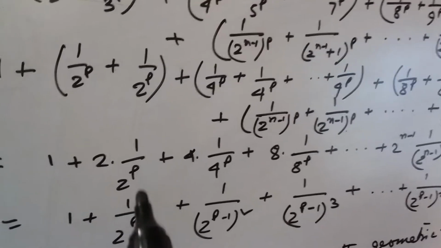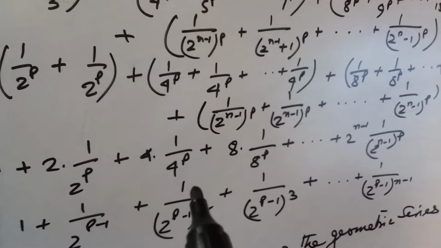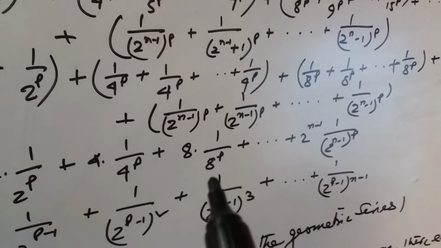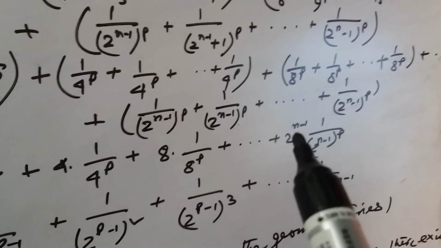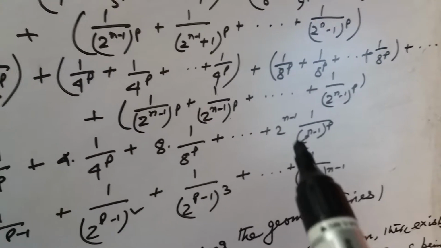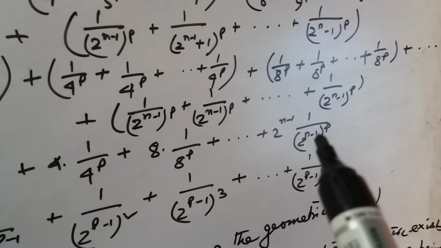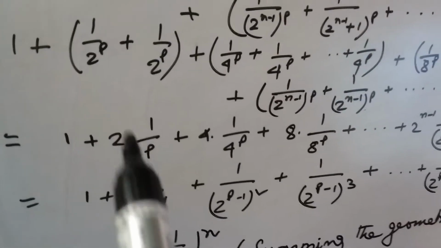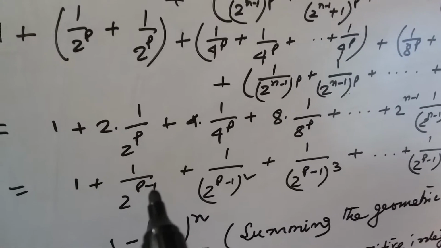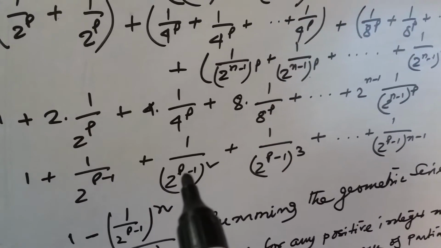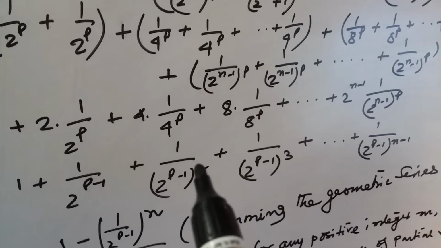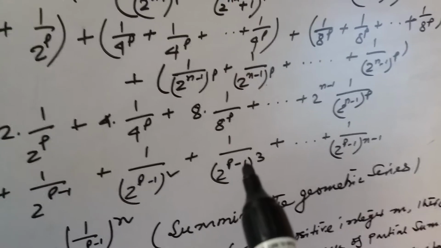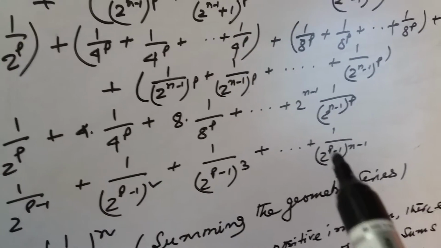Now 2 into 2 to the power p, 4 into 4 to the power p, 8 into 8 to the power p, in this way 2 to the power n minus 1 into 2 to the power n minus 1 to the power p. So you divide: here 2 to the power p minus 1, here 2 to the power p minus 1 squared, here 2 to the power p minus 1 cubed, here 2 to the power p minus 1 to the n minus 1.